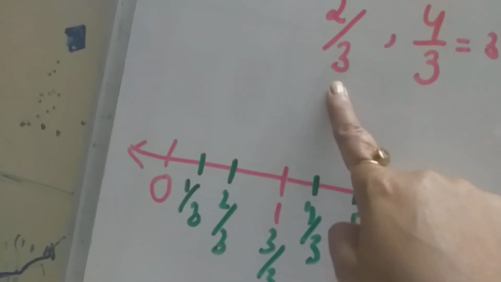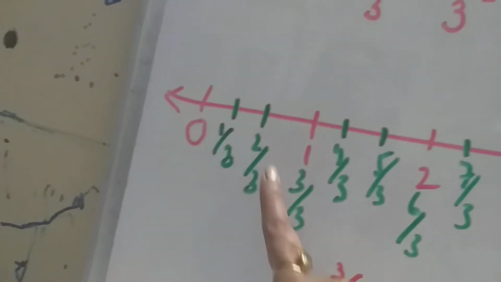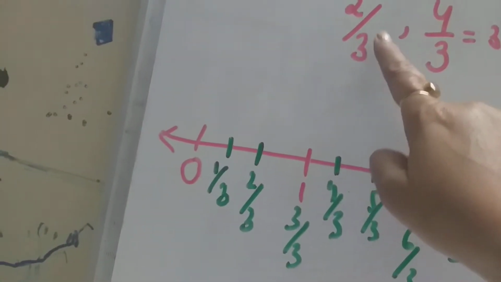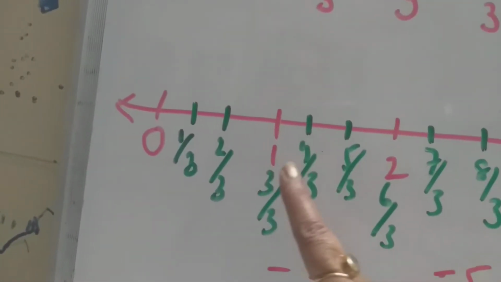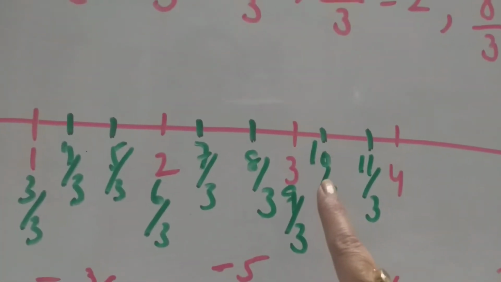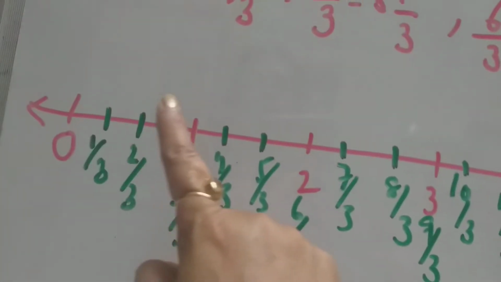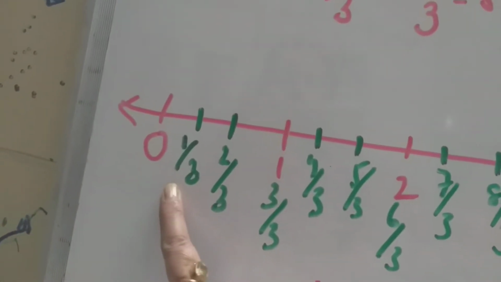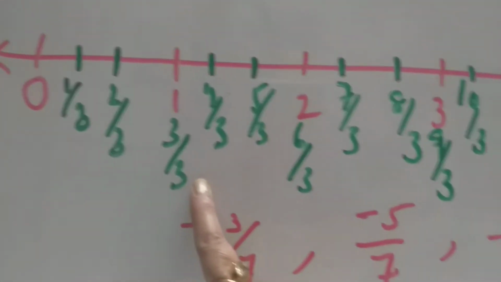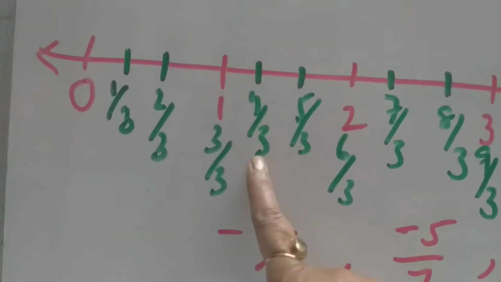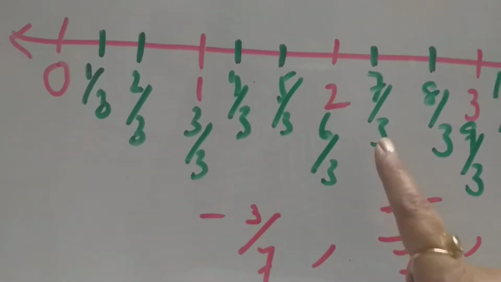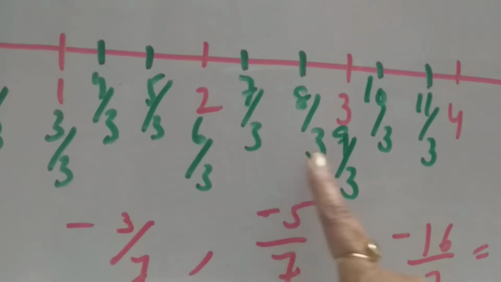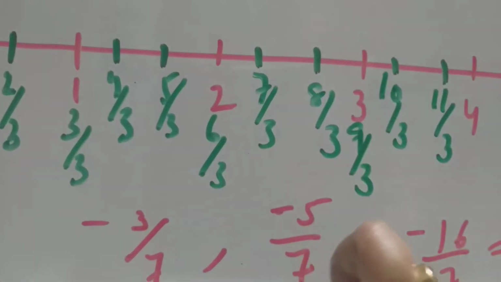And this 2 upon 3, we learned that this is less than 1, so it will be lying between 0 and 1. As the denominator here is 3, I am going to divide 0 and 1, 1 and 2, 2 and 3, 3 and 4 into 3 equal parts. Like this is 1 upon 3, this is 2 upon 3. Then comes 3 upon 3, which is equal to 1. Then 4 upon 3, 5 upon 3, 6 upon 3, that is 2. 7 upon 3, 8 upon 3, 9 upon 3, that is 3.